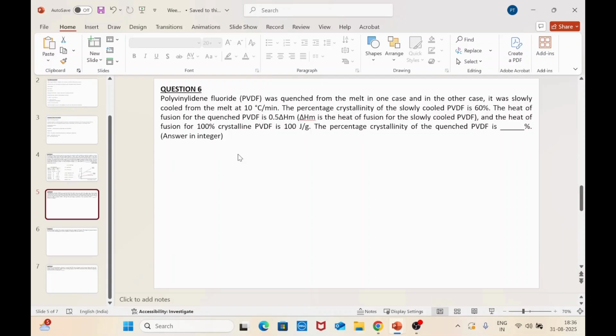This question is quite simple actually. You just need to read the question carefully, then you will be able to easily solve this.